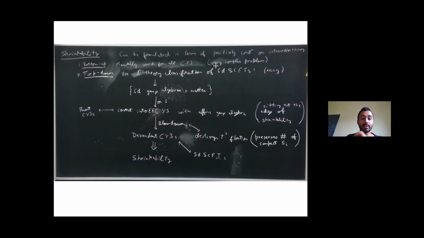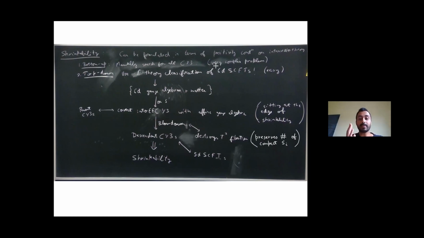Now a smarter algorithm, so I will first describe the algorithm, is to use the F theory classification of 6D SCFTs to produce Calabi-Yau threefolds which satisfy these positivity conditions. And this is a much easier problem to tackle. However, I should caution that this algorithm does not capture all of the shrinkable Calabi-Yau threefolds. It leaves some exceptional cases out, which I will discuss later. So let me first discuss this algorithm.